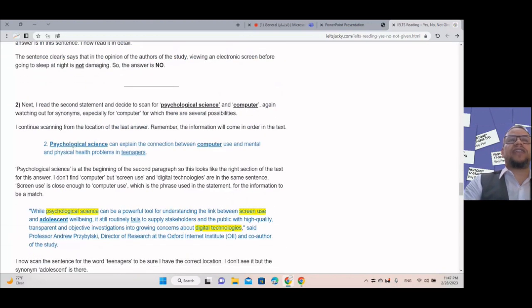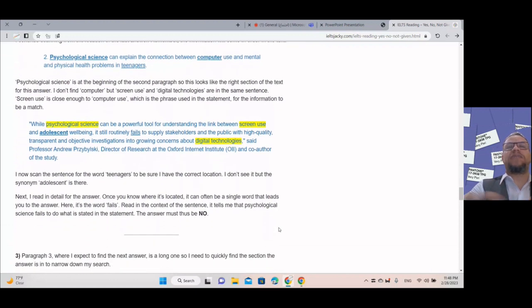In the passage, you will find that here psychological science can explain the connection between computer. So I have psychological science as a keyword, teenagers as a keyword, and I have computer. When I see that, I will see that in a paragraph, psychological science is at the beginning of the second paragraph. So the second paragraph contains psychological science as a keyword, contains screen use, and here is a computer. So instead of saying computer, it's a screen of a computer use. Also, I have here teenagers, okay? I have also adolescent. So adolescent means teenagers because it's about the same. Okay, so synonym. And here I have digital technologies. Okay, so this is paragraph 2.